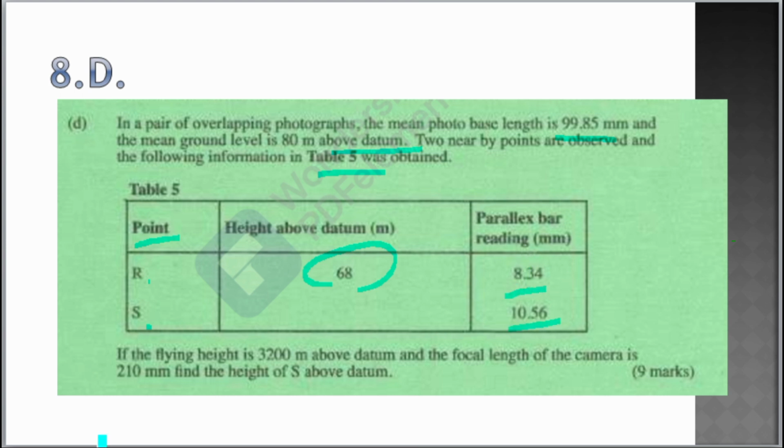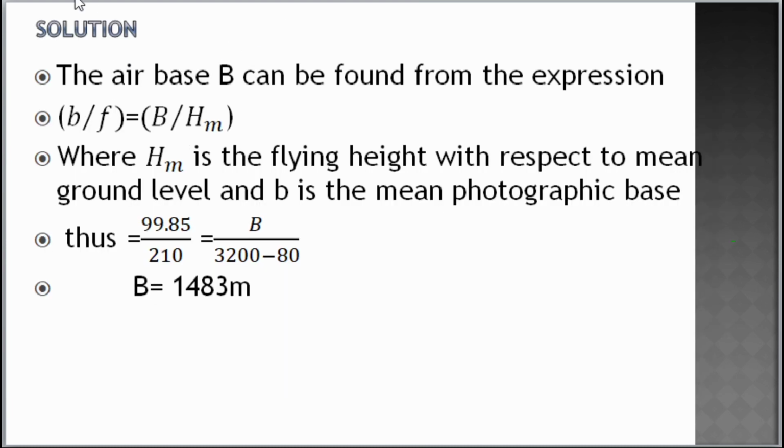Then again we have been given additional information. If the flying height is 3200 meters above datum and the focal length of the camera is 210 millimeter, find the height of S above datum. That is what they are looking for, a total of 9 marks. This was a good question which we can tackle and learn something from. Let's go directly to the solution.